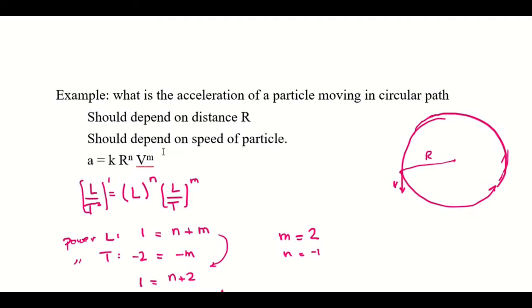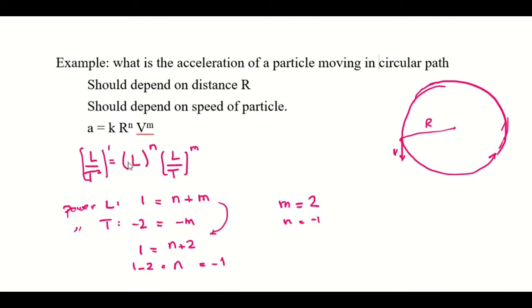And with this, our equation becomes some constant, r to the power n, which is minus 1, and v to the power 2, which we write as k v squared over r, which is the correct form of the centripetal acceleration. We call it a_c to indicate it's centripetal, or something going on in a circular path. So that's the equation that we get from here.